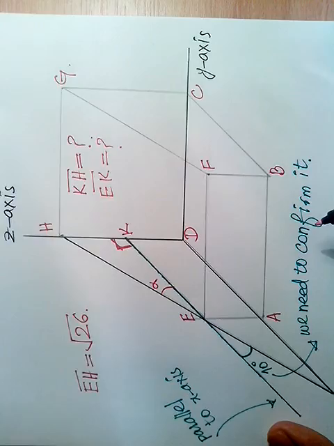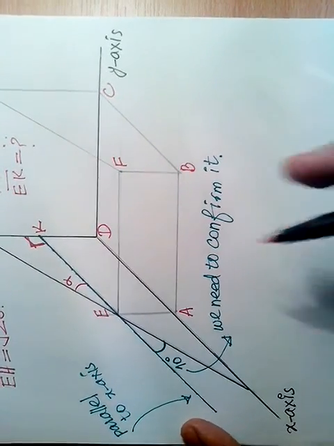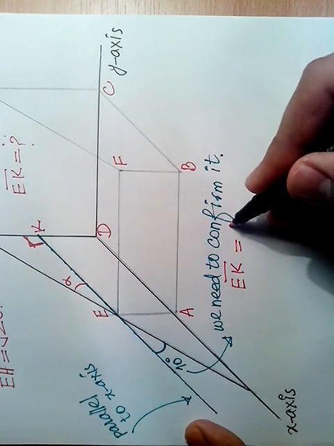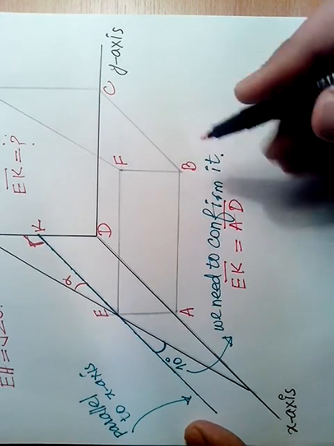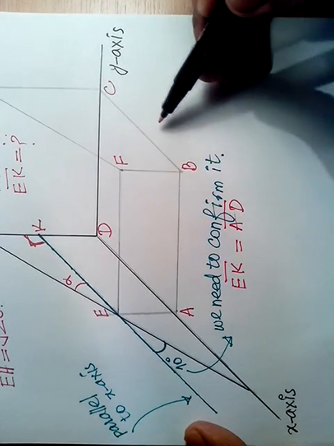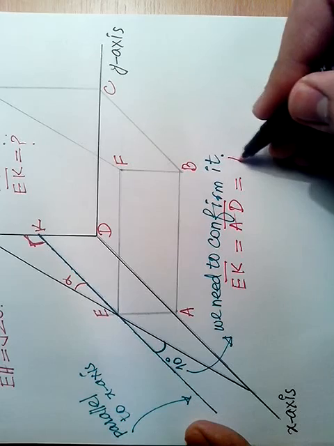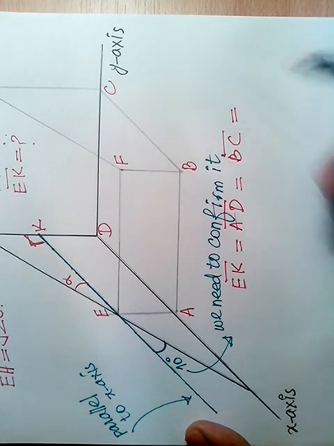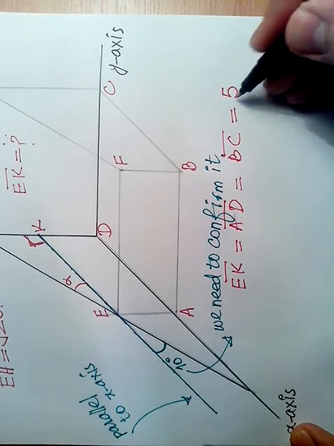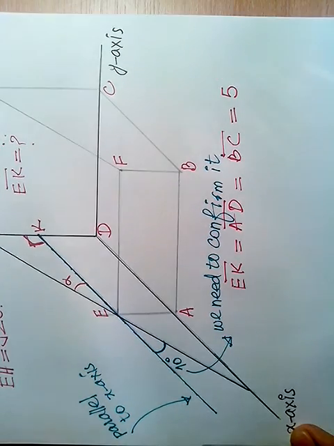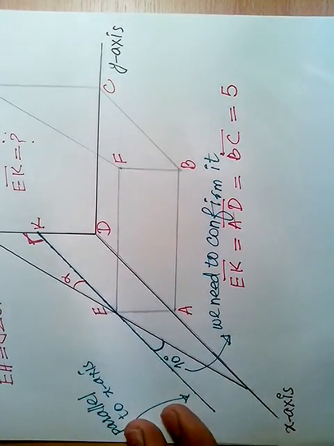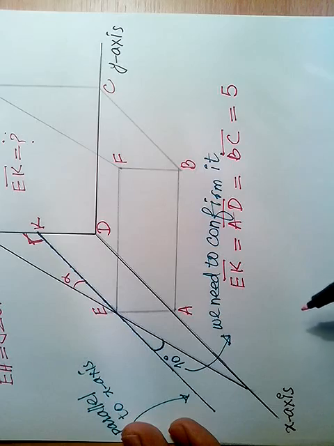So EK equals AD, and we know that AD is parallel to BC, and they have the same length. So this is actually BC, and we have already found BC, which is 5. So right now, we need to find KH.